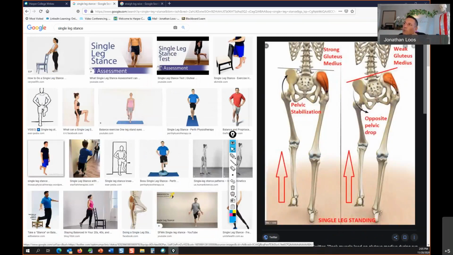When you are in a single leg stance, and this happens during gait or during exercise, you choose to pick one of your legs up off the ground. First of all, when you stand on one leg, you naturally shift your weight over so that your center of gravity is within your base of support, your foot. Right now, I have both of my feet. Let's say these are my feet.